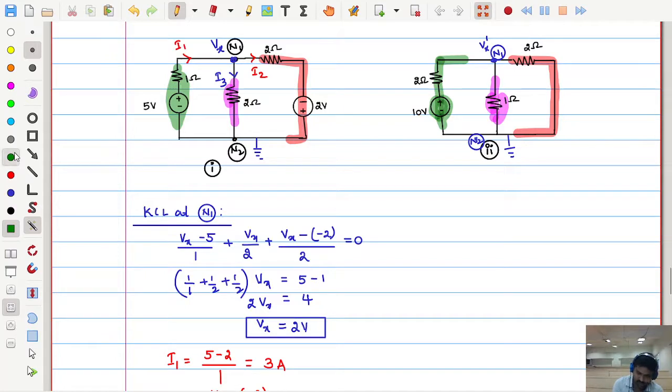KCL, let me choose a different color. KCL at node N1 for this second circuit. What I will get? Vx dash minus 10 divided by 2.